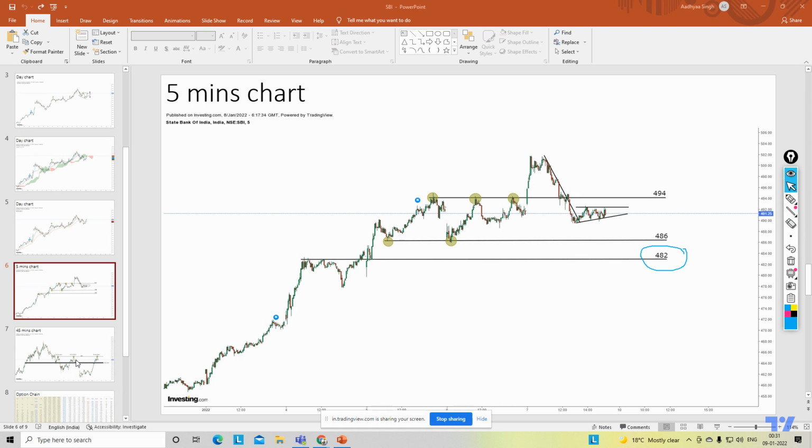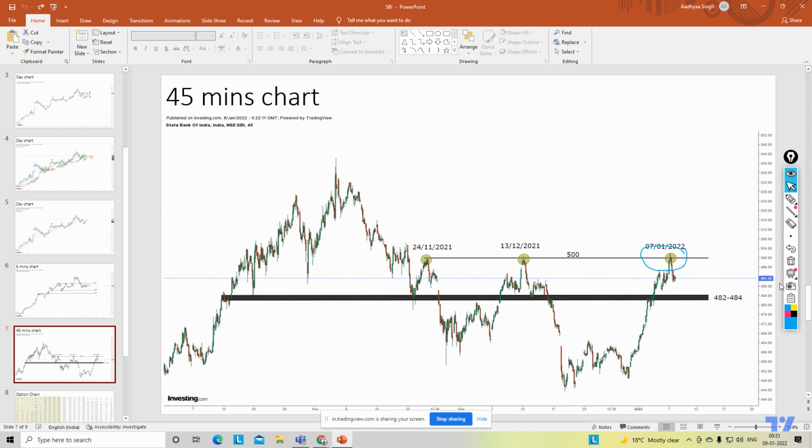Right now, coming to another slide, which is an important slide, a 45-minute time frame analysis. You can see that in the 45-minute time frame, 500 has been a very, very strong resistance for SBI ever since 24/11/2021. First, it took resistance over here, then it went into an area of around 450 to 460. Then again on 13/12/2021, it had resistance from the same area and went down again. And again on Friday's session, we saw that it could not cross the same area and came back.